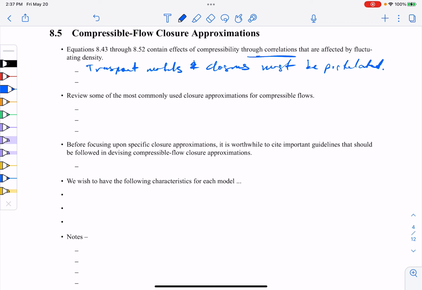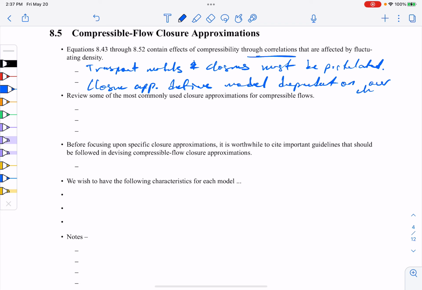And depending on the type of turbulence model that we choose to use, additional closure approximations may be needed to close the entire system which defines the model. So closure approximations define the model, and it's dependent on our choice. So we're going to try and review some of the most common ones used for high-speed compressible flows.